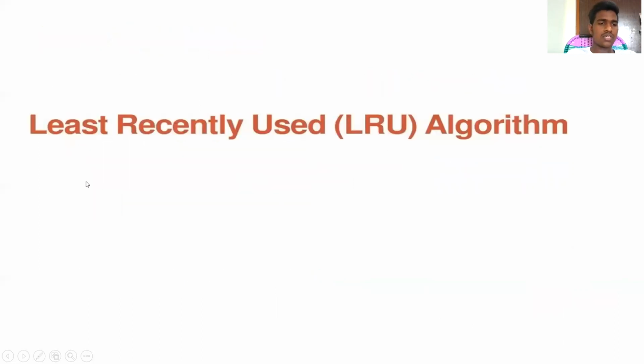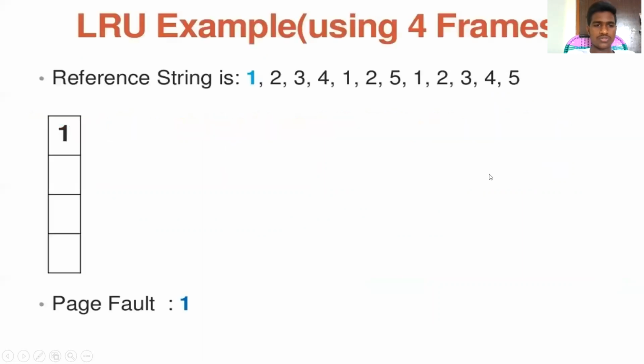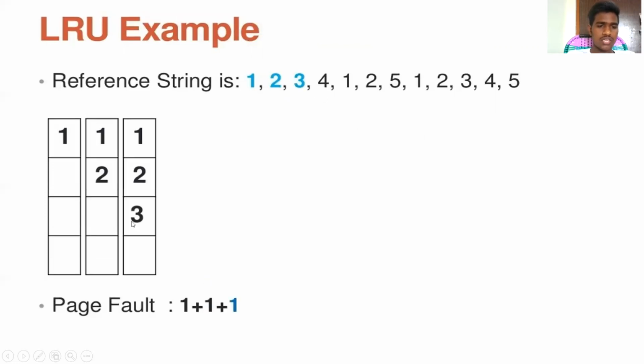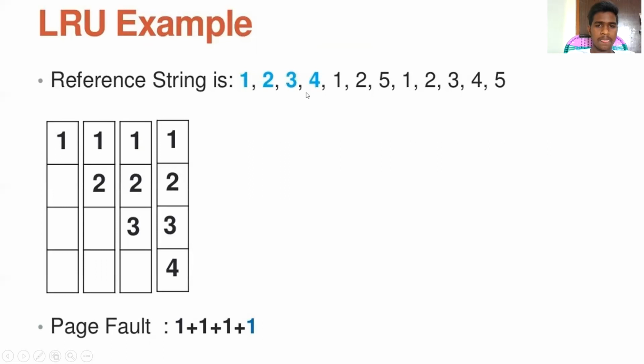And the next example is least recently used. Here you can see one example with a 4 frame main memory. First 1 is entered into the first frame, no problem. 2 is entered into the second frame, and 3 is entered into the third frame. There are 3 page faults occurred till now, and 4 is entered into the fourth frame, and 4 page faults have occurred till now.